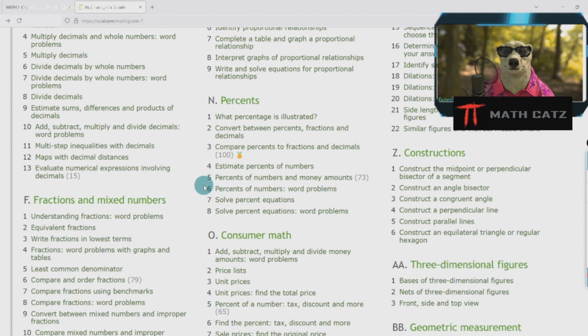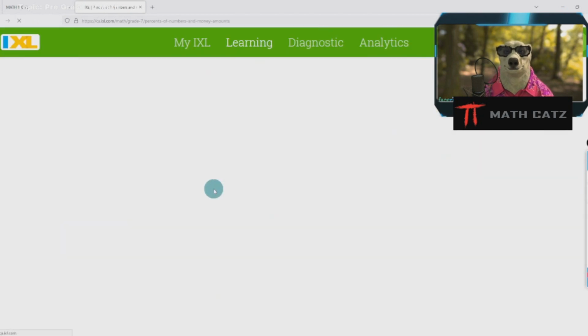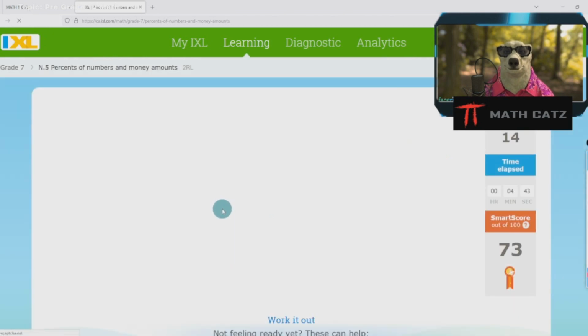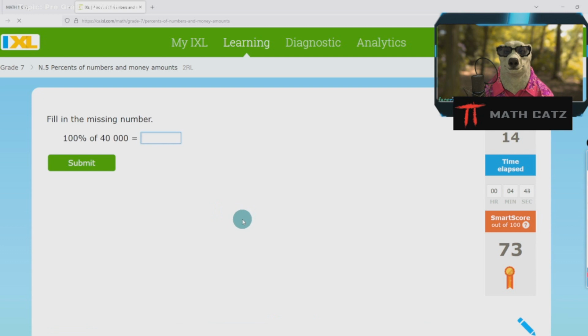Let's see what else they got here. Percents of numbers and money. It is the world we live in, and having a good sense of percentages and how to work with them, whether it's estimation or not, it's really handy. Really, really handy. You're just enabling yourself to not be fooled and just can think for yourself. It's really good.